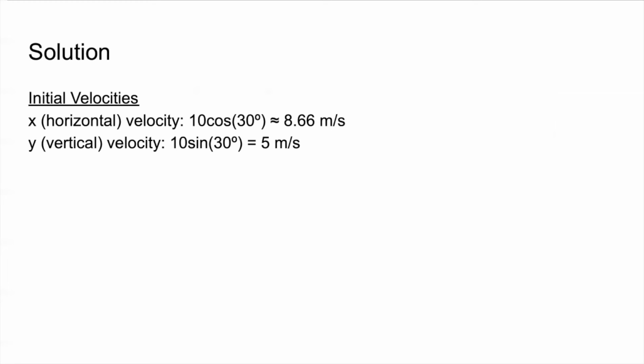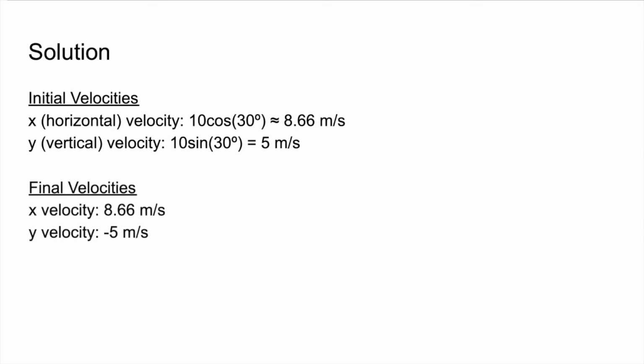The y velocity is 10 times sine of 30 degrees, which is 5 meters per second. And we need to use the y velocity to determine the time. If you remember in video number 1, if you throw an object upwards, when it comes back to its initial position and it's going downwards, its velocity is negative the initial velocity. So therefore, the final y velocity is negative 5 meters per second.